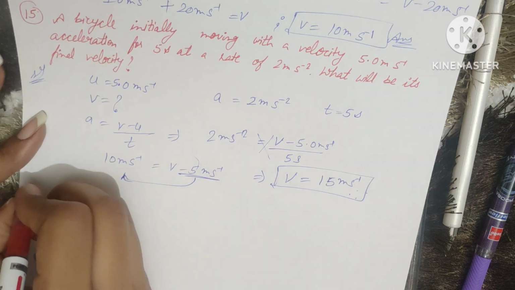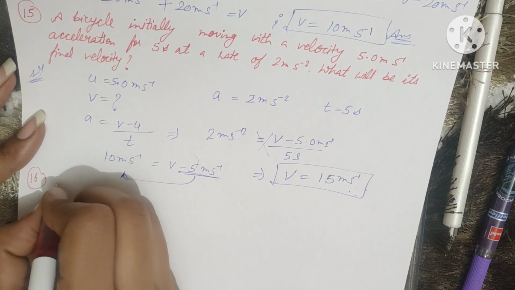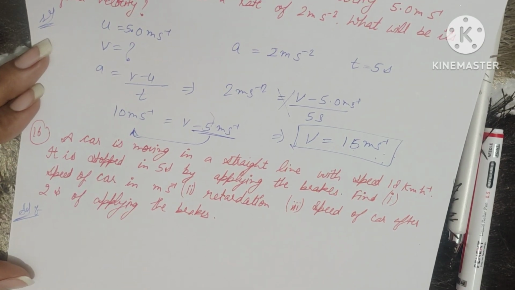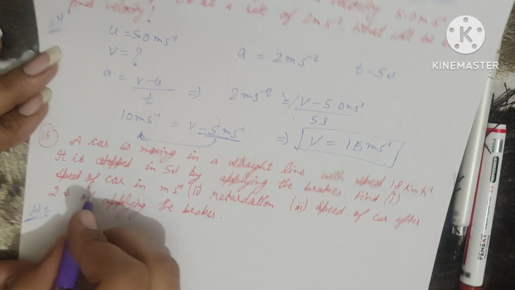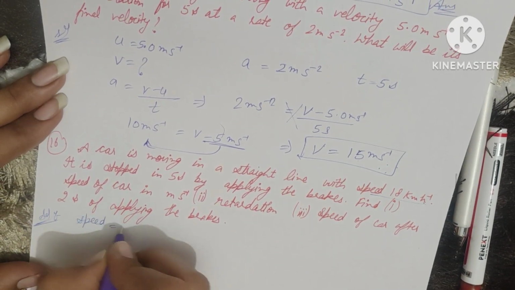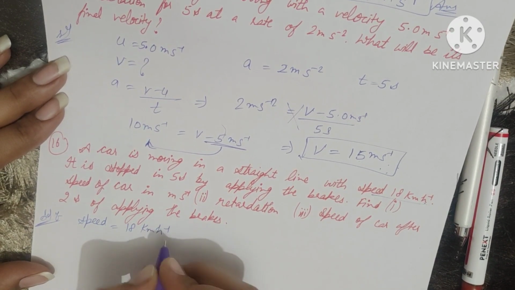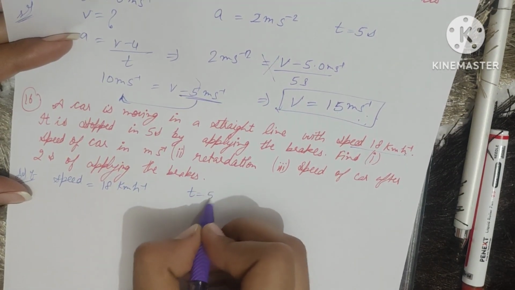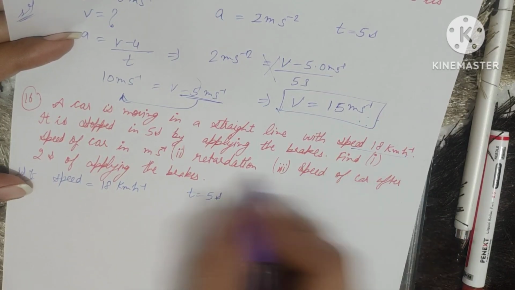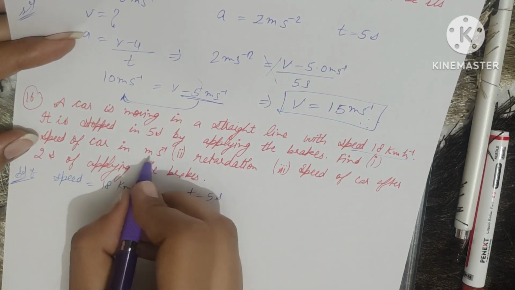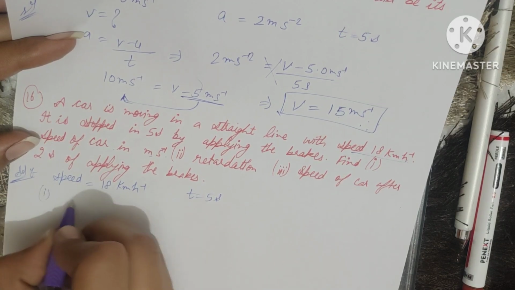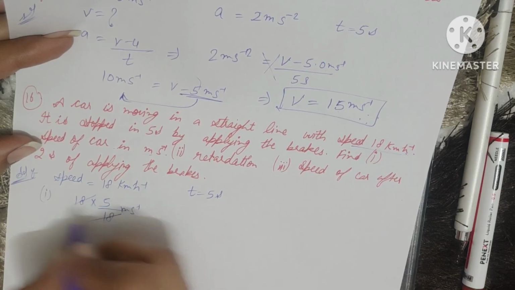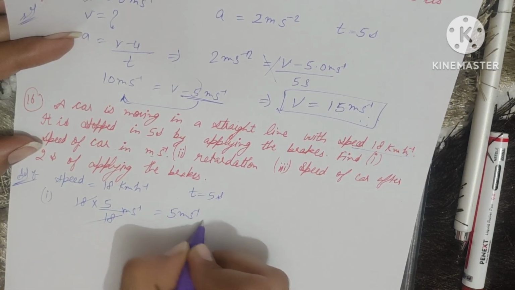Now question number 16, the last numerical of this exercise. Question number 16 is, a car is moving in a straight line with the speed given. Speed is given as 18 kilometer per hour and it is stopped in 5 seconds. So time is 5 seconds after applying the brakes. Find the speed of the car in meter per second. First, speed is already given, we need to convert it into meter per second, so multiply by 5 by 18, it will convert into meter per second. The answer is 5 meter per second you will get.